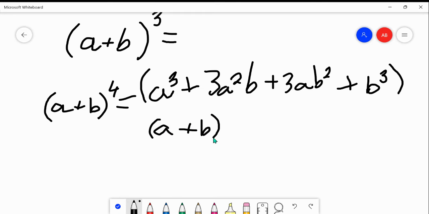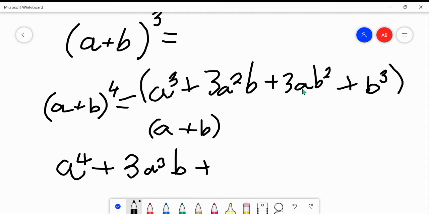So what are you going to get on the other side? Well, we can do the multiplication. Here we're going to get a to the 4 plus, here you have 3a square b times a, so that's going to become 3a cube b, plus 3ab square multiplied by a, so you'll get 3a square b square. And last but not least, you have b cube which will get multiplied by a and become ab cube.